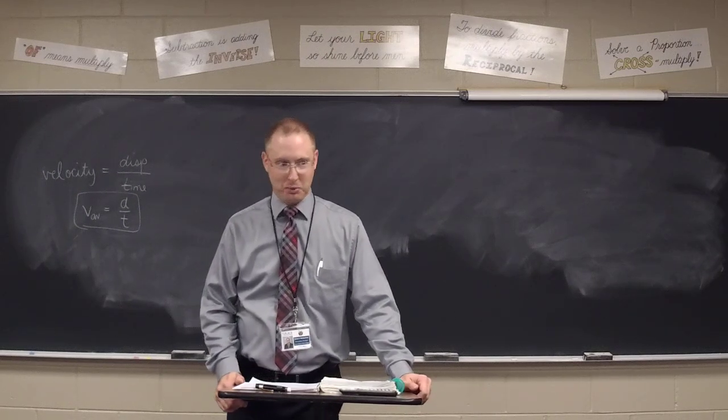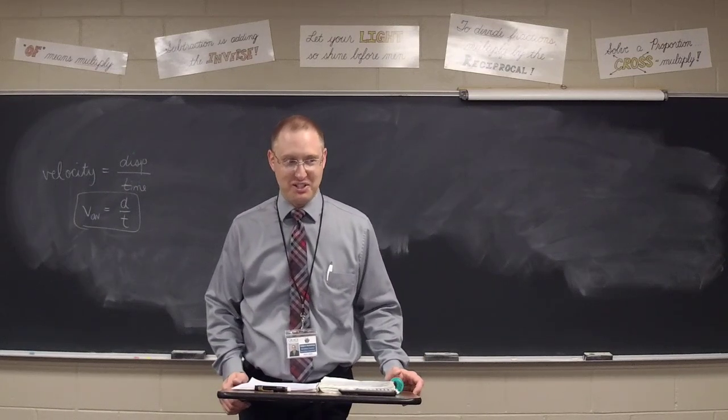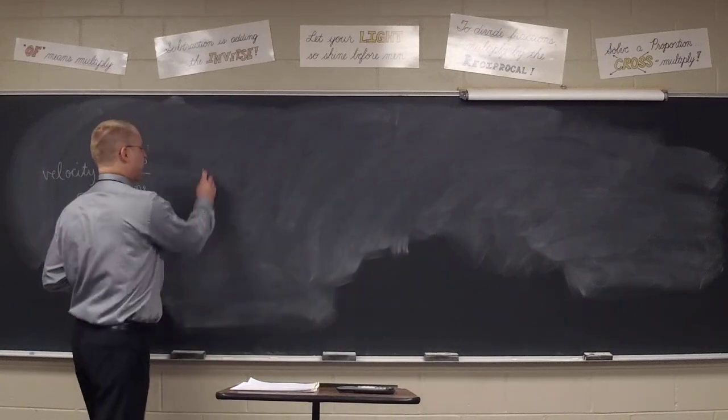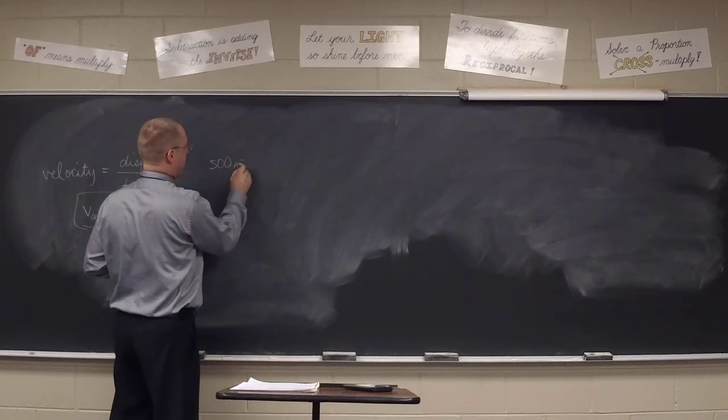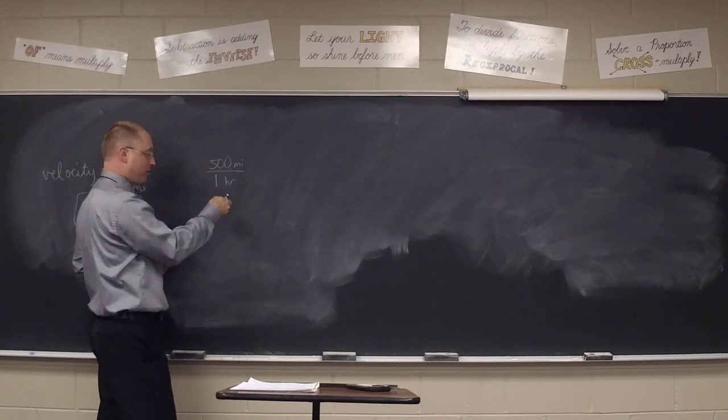That thing with the ratios, right? What do you call it? Dimensional analysis. That's really all we're doing. So we'll take the 500 miles, put that over 1 hour, so 500 miles per hour.